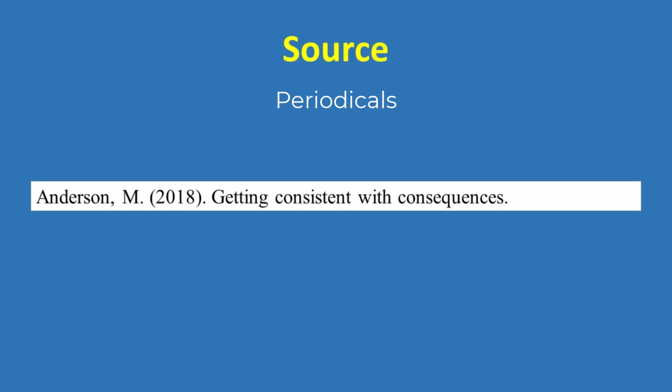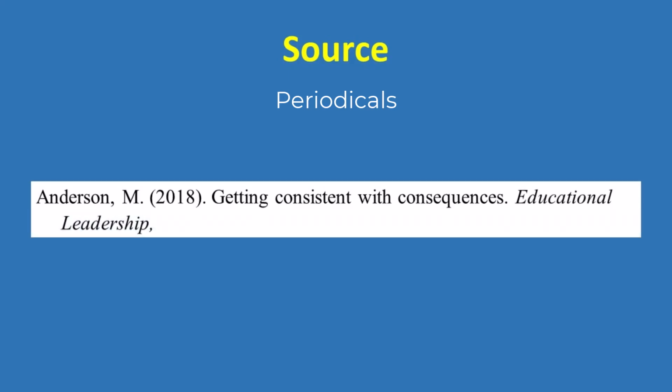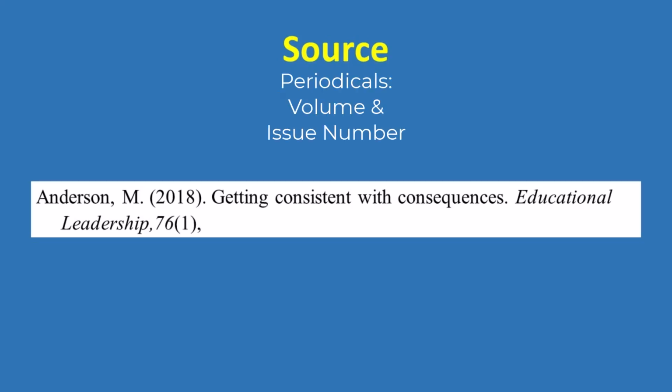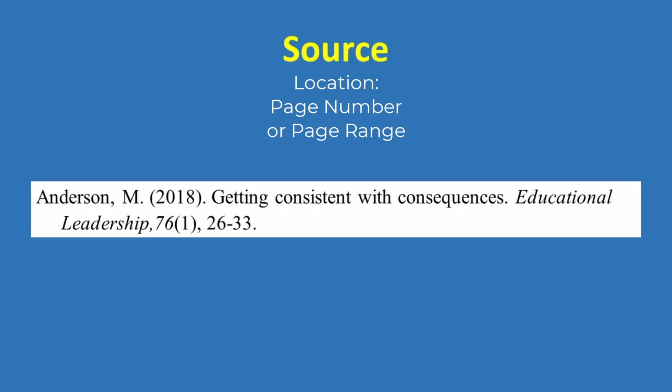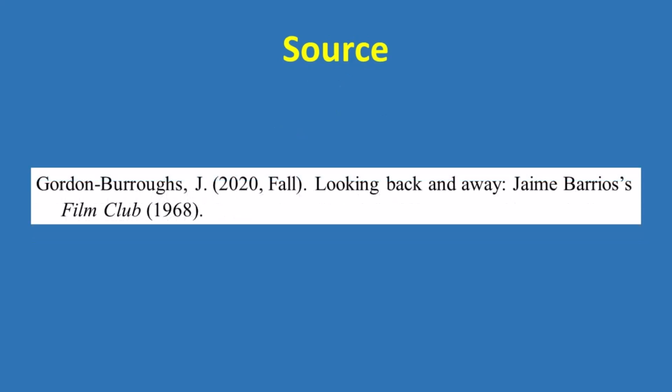If the source is a periodical, such as a newspaper, magazine, or academic journal, italicize the name of the publication and present it in title case. After a comma, present volume number in italics and issue number unitalicized in parentheses. If there is a page number or page range, provide this after the final comma and follow that with a period. My source element is an academic journal, so it is italicized in title case in my citation. I follow the journal name with volume and issue numbers and page range.